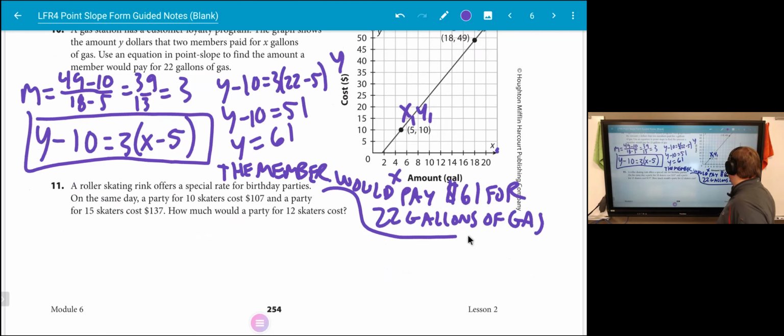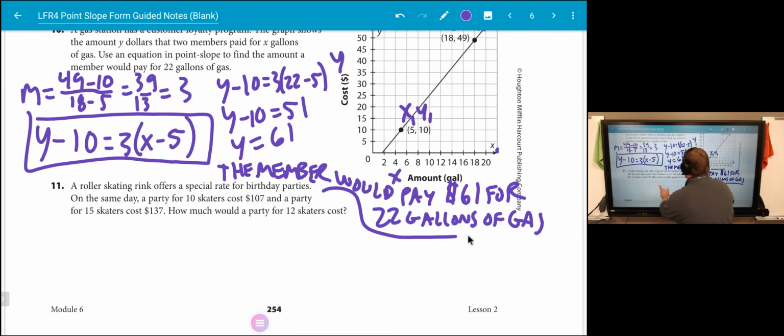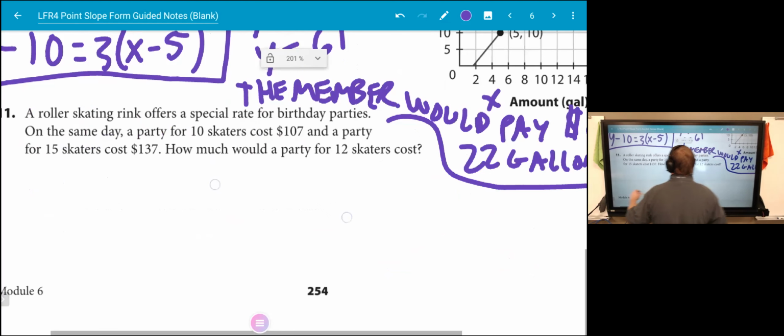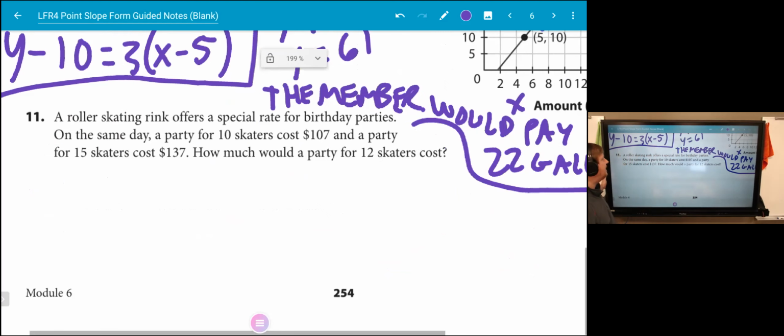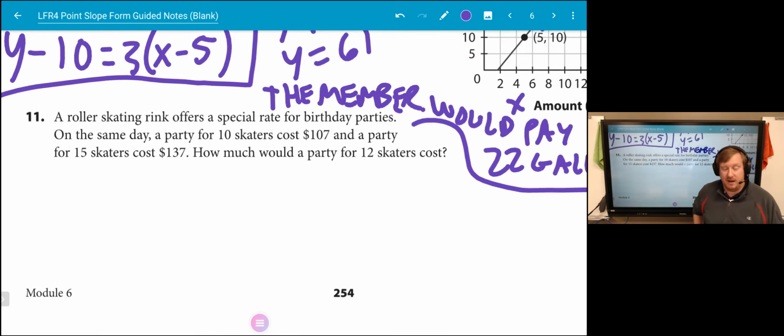I know, I like to write big here. A roller skating rink offers a special rate for birthday parties. On the same day, a party of 10 skaters costs $107, and a party for 15 skaters costs $137. How much would a party for 12 skaters cost? In our mind, we know that that number should be between 107 and 137 because 12 is between 10 and 15. Let's go ahead and do this.